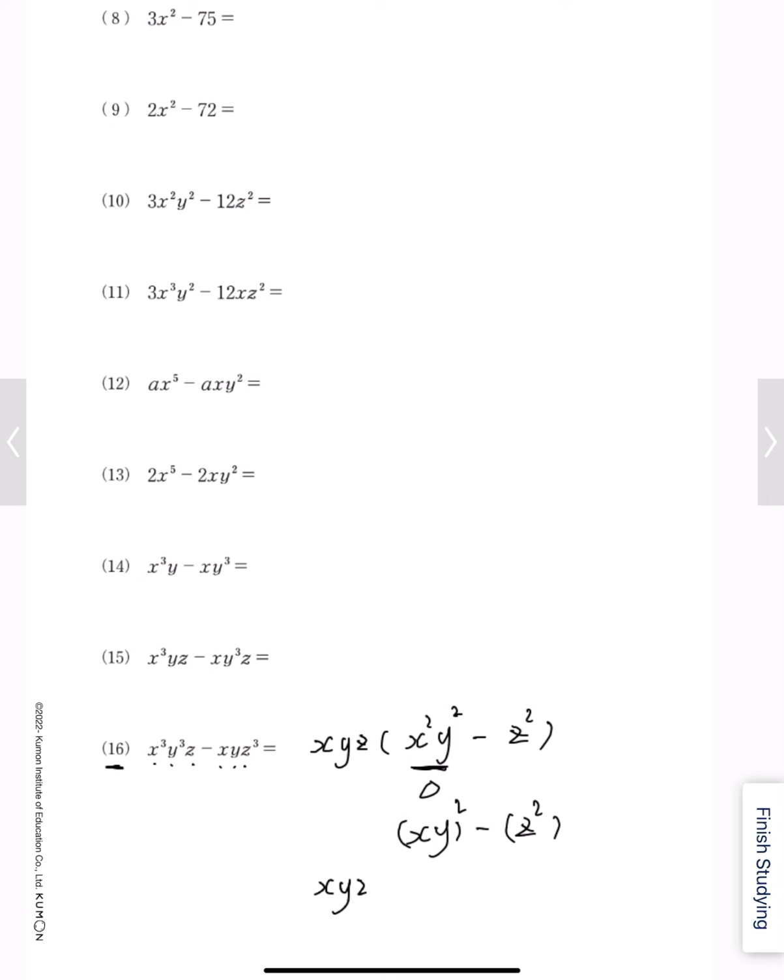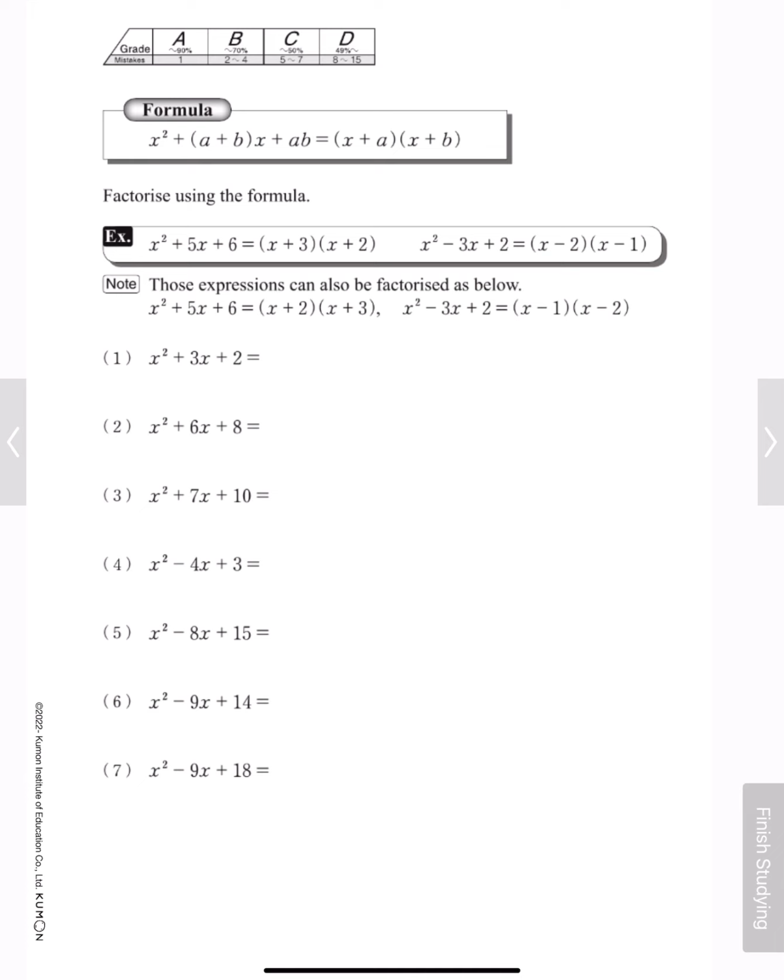X, Y, Z, nothing changed with that. This number, which in this case is xy, plus that number, in that case z, and this number xy minus that number. So again, three terms: xyz times xy plus z times xy minus z. This is something I'm pretty sure is irrelevant to the difference of squares.